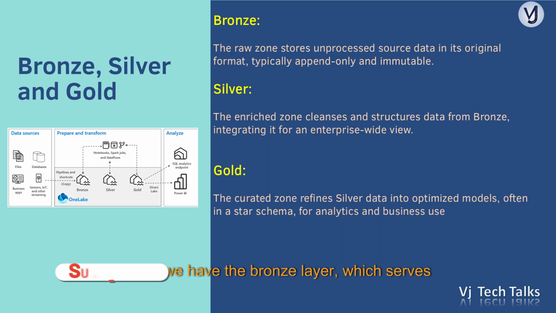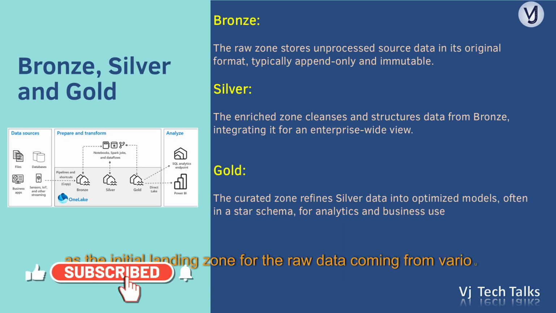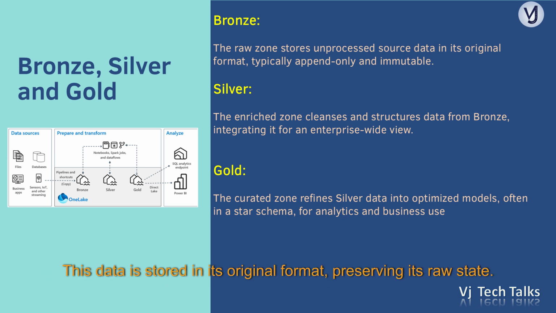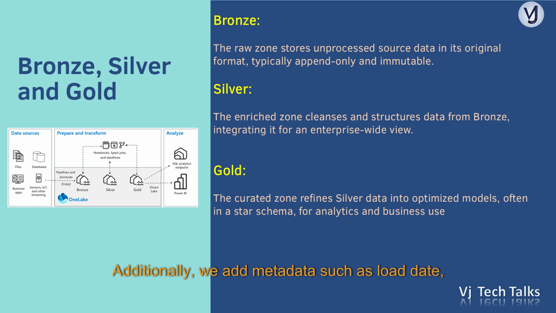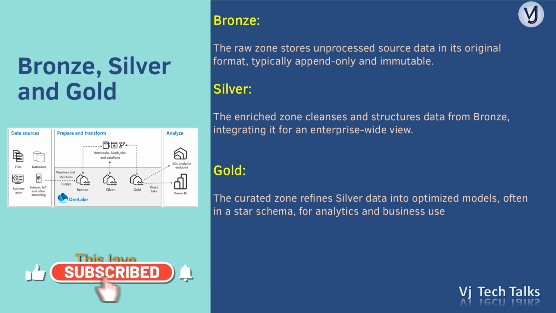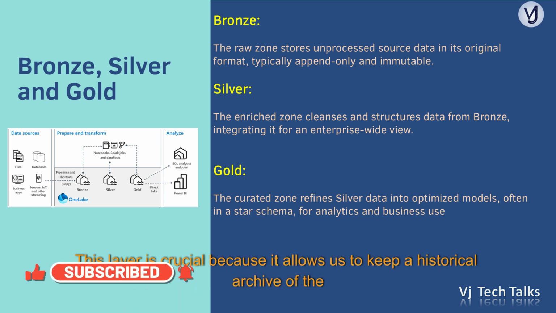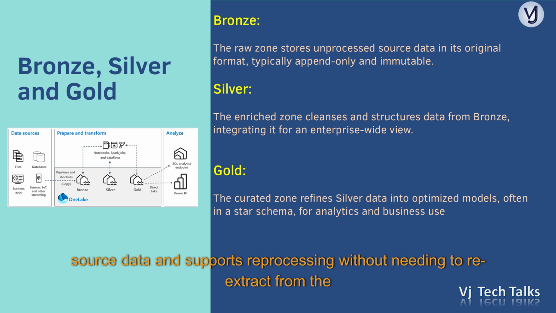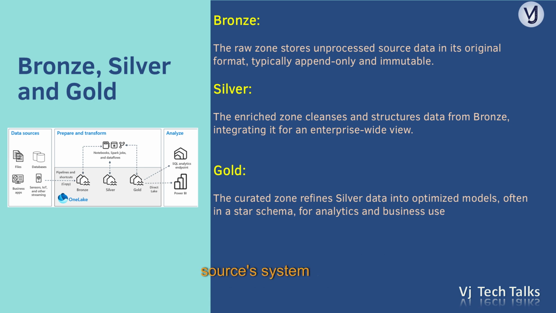First, we have the bronze layer, which serves as the initial landing zone for the raw data coming from various external sources. This data is stored in its original format, preserving its raw state. Additionally, we add metadata such as load date, the time and process ID to maintain the data lineage. This layer is crucial because it allows us to keep a historical archive of the source data and supports reprocessing without needing to re-extract from the source's system again.